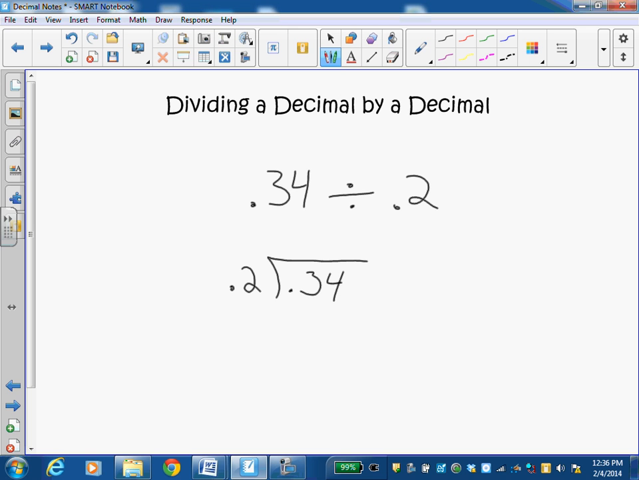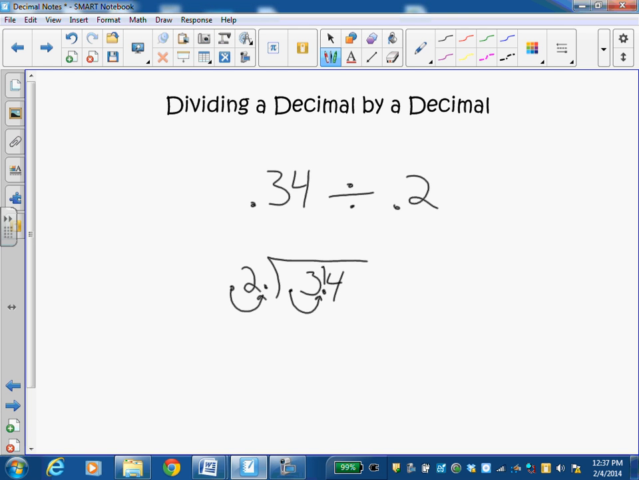Next thing I want to do is get the decimal out of the divisor. So I'm going to move it one place to the right. And now instead of it being 2/10, it's the number 2. So really I multiply 2/10 times 10. And if I do that to the divisor, I also have to do it to the dividend. So I'm moving one place to the right. Now my decimal moves in between the 3 and the 4.